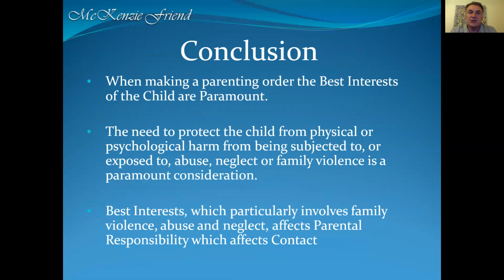So, in conclusion, when making a parenting order, the best interests of the child are paramount. The need to protect the child from physical or psychological harm, from being subjected to or exposed to abuse, neglect, or family violence is a paramount consideration. And best interests, which particularly involves family violence, abuse, neglect, affects parental responsibility, which affects contact. I hope this helps.